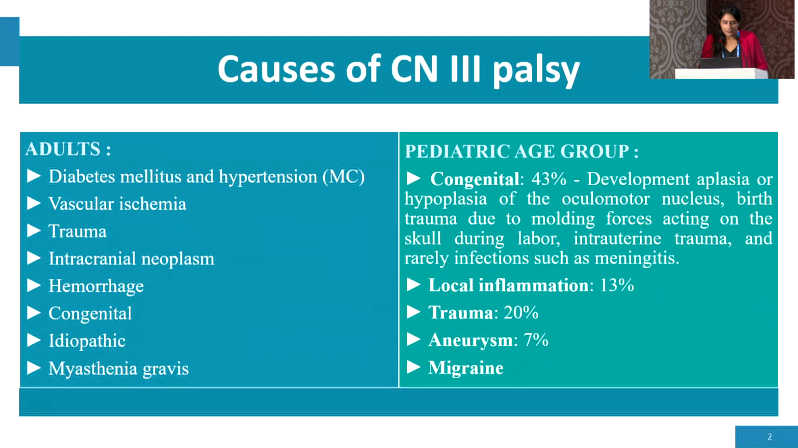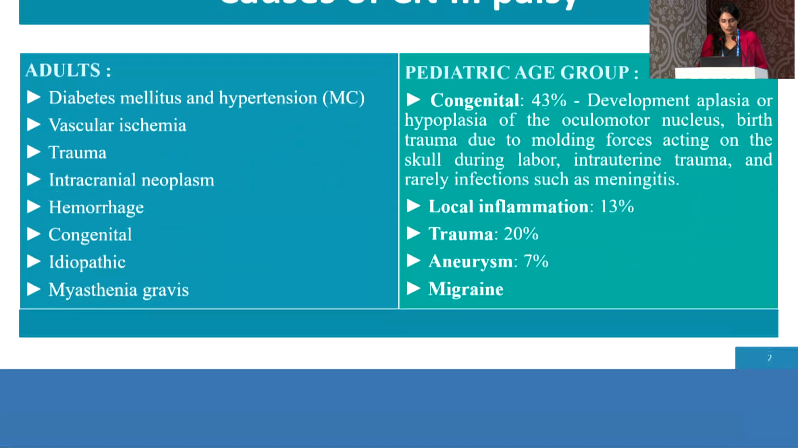So, in general, what are the causes of third nerve palsy? In adults, it can be systemic causes like diabetes, hypertension, vascular ischemia, any history of trauma, intracranial neoplasm, intracranial hemorrhage. It can be congenital, idiopathic, or due to myasthenia gravis. In the pediatric age group, 43% of these cases are congenital, with 13% local inflammation, 20% of these cases are traumatic, and 7% due to any intracranial aneurysm. Migraine is also a cause in the pediatric age group.